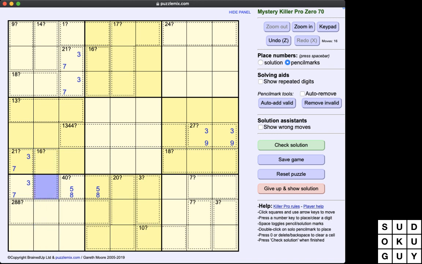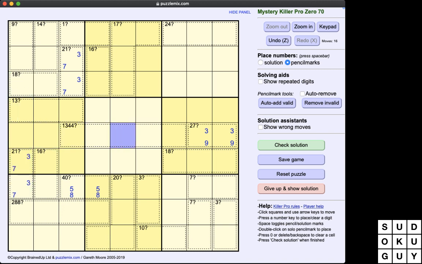So 16, this could be either 7 plus 9, or it could be 2 times 8. We don't know. Okay, 18. The only way to get 18 would be 9 plus 9. We can't have 2 9s in the same row, or in the same region. Another rule for Killer is that you can't have 2 of the same number in the same region. That's going to be important for me to remember.